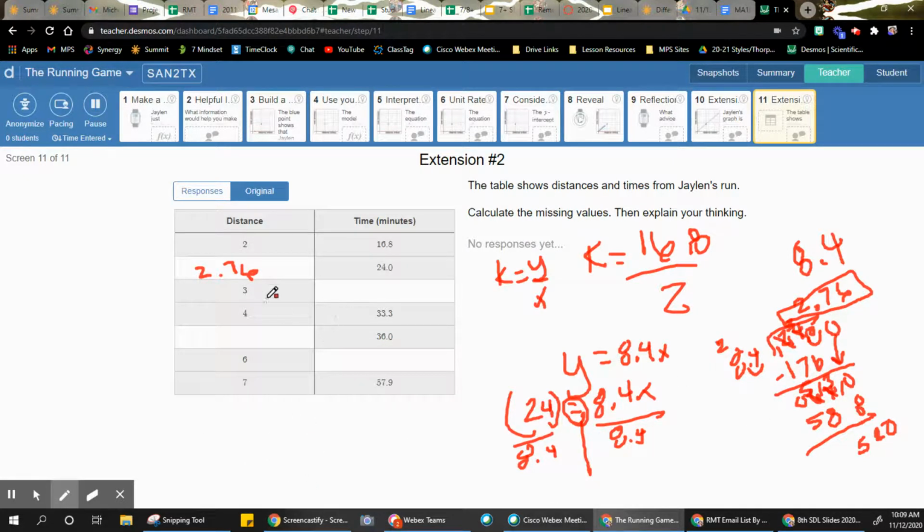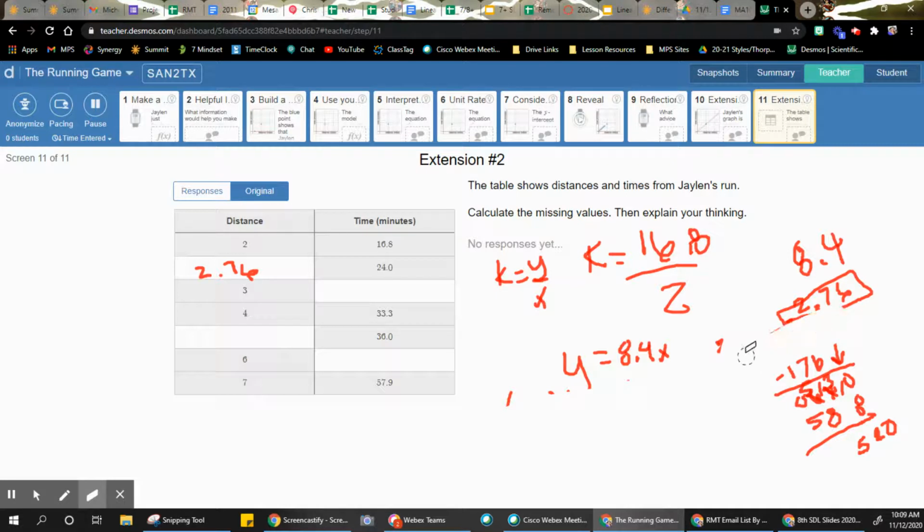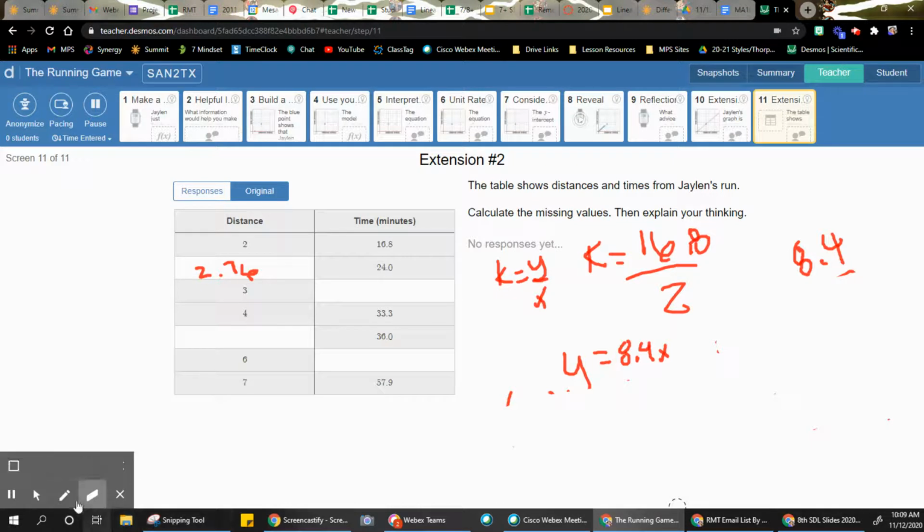So now I need to go and find out what the value is here. So how long did it take Jalen to run 3 miles? Okay. So now the miles part is the x, so I'm going to plug in 3 for x. And I'm going to do 8.4 times 3 to find out my y. Okay, 3 times 4 is 12, carry the 1. 3 times 8 is going to be 24, plus 1 is 25. Put 1 decimal place in it. So it's 25.2 is going to go here.